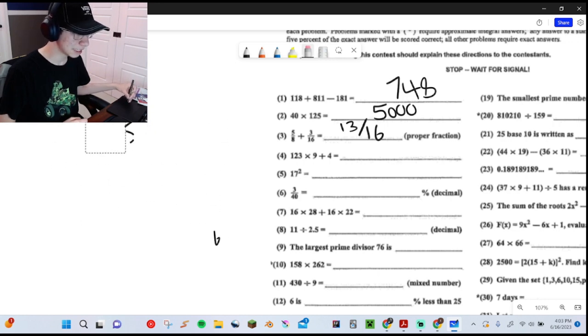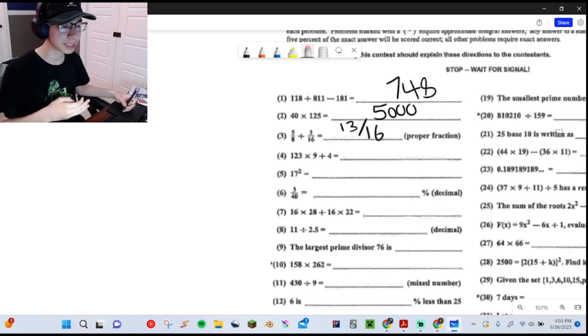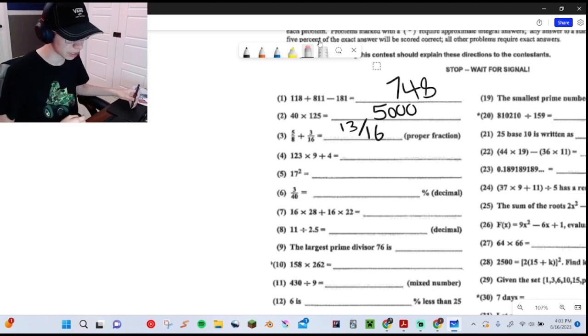Beware, by the way, guys, if they're asking for decimal or proper fractions, sometimes they'll trick you like that. So you gotta make sure you're writing what they ask for.